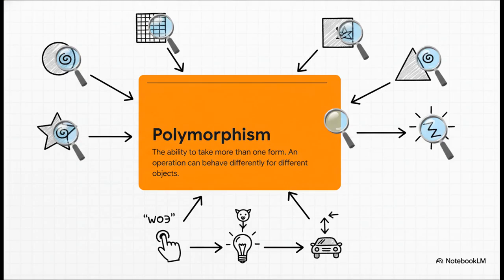And last but not least, our fourth superpower, polymorphism. It's a big word, but it literally just means many forms. Think of it like a shapeshifter. In programming, it's the ability for one single action or command to do different things depending on what kind of object you're using it on.